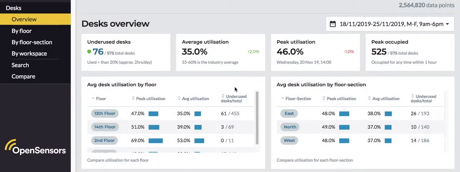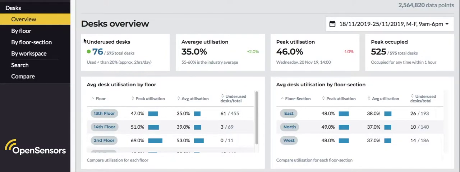My name is Daniel, and I'll show you the high-level metrics when measuring desk utilization. Underused desks shows how many desks are used less than 20% of the time. We see here that 76 desks are severely underutilized, which are often the starting point for making quick changes.